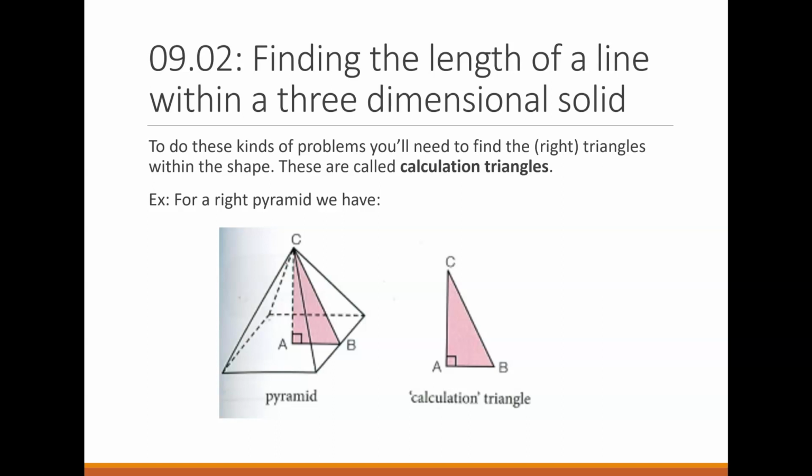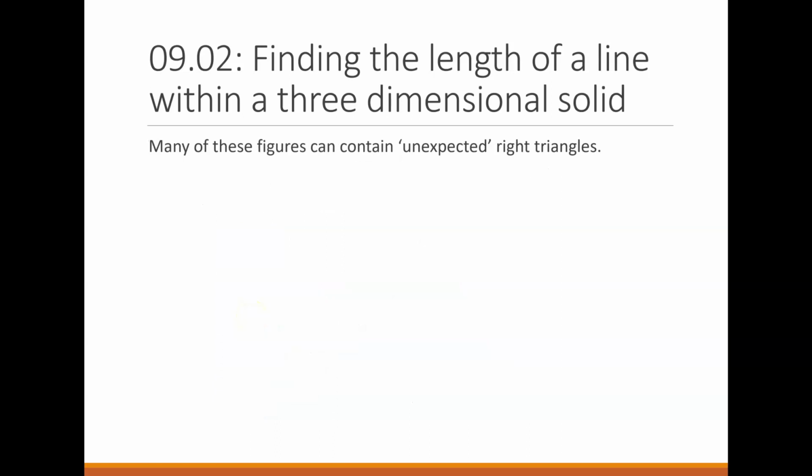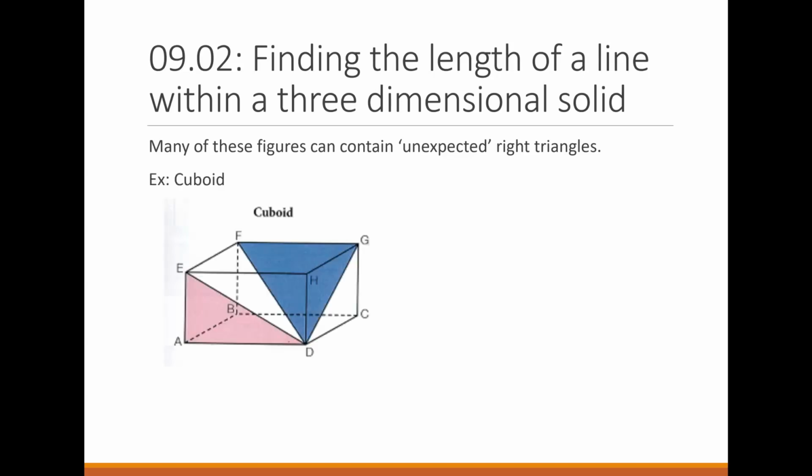Okay. Now, the trick is that some of these right triangles can be kind of hidden unexpectedly inside of our figure. This tends to be the trickiest thing inside of this chapter, just getting good at finding these calculation triangles inside of our three-dimensional figure. So for example, if we take this rectangular prism or cuboid, the pink triangle here is a calculation triangle. That's a right triangle. It should be easy to see that's a right triangle. The blue triangle is also a right triangle.